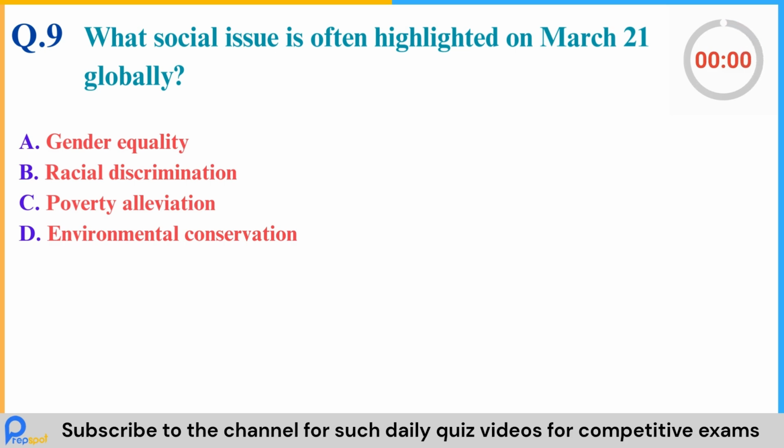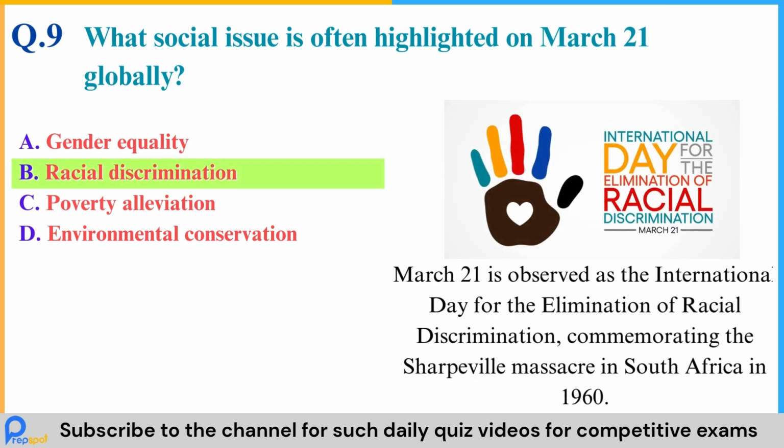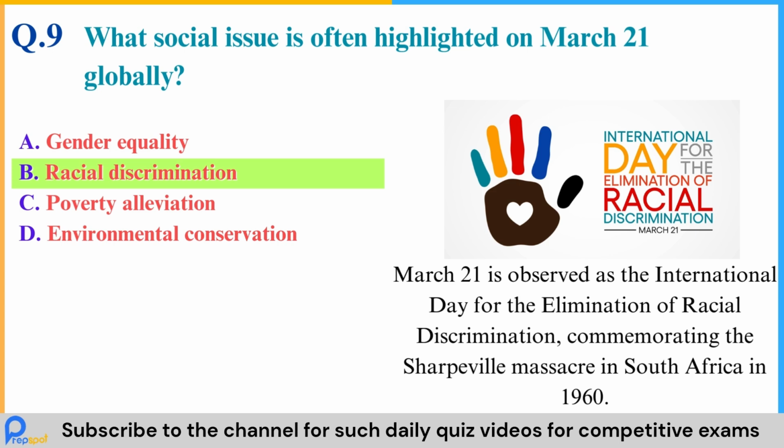Answer: B. Racial discrimination. Explanation: 21st March is observed as the International Day for the Elimination of Racial Discrimination, commemorating the Sharpeville Massacre in South Africa in 1960. Question 10.